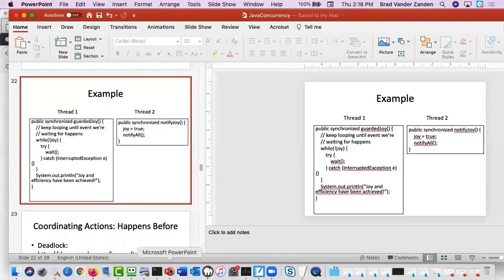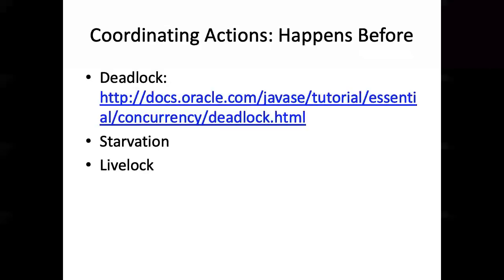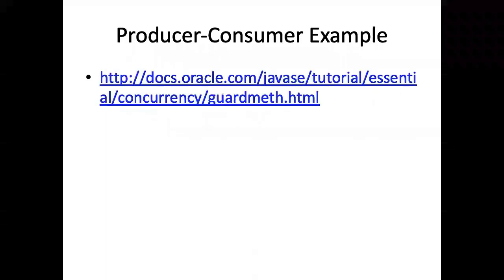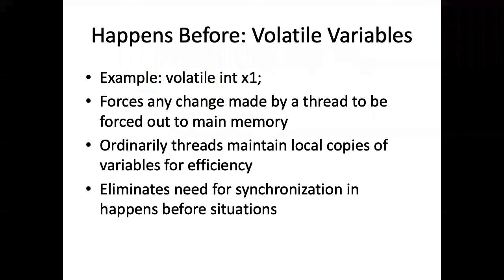Okay. So the last thing I wanted to talk about today, before I let you all go, is the final way that you can get a happens before relationship, and that is using something called volatile variables in Java.